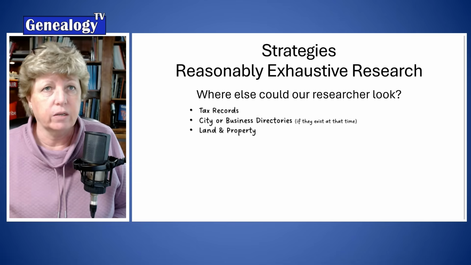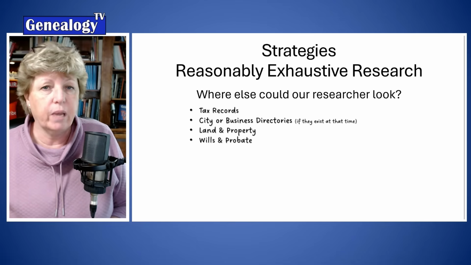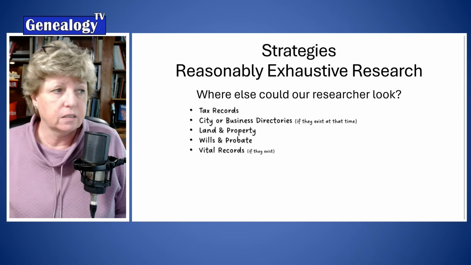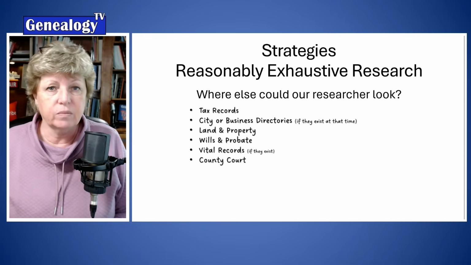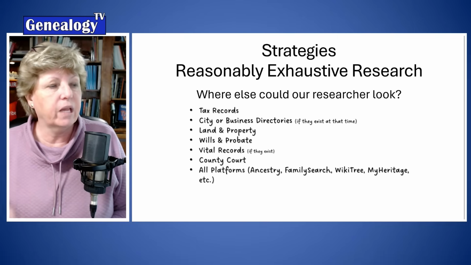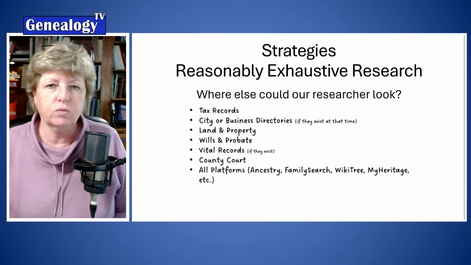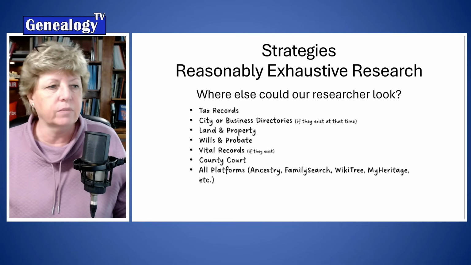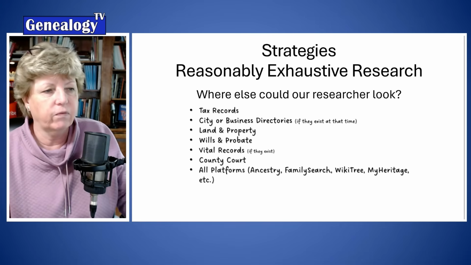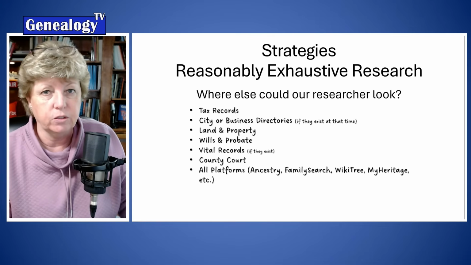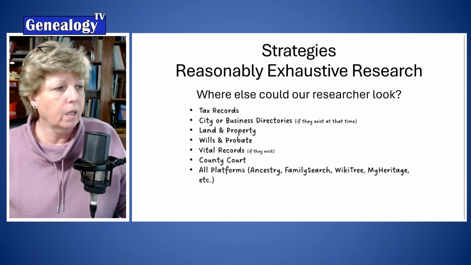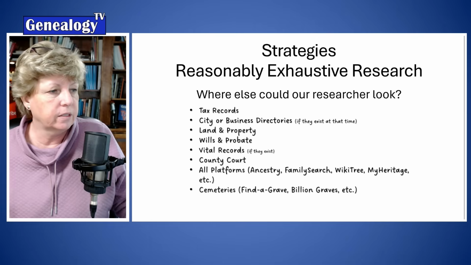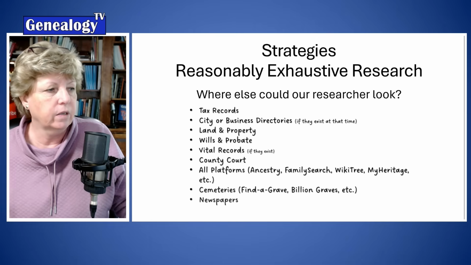Land and property records, right? Wills or probate records might be another option. Vital records, if they exist. County court records might be an option. All platforms such as Ancestry, FamilySearch, WikiTree, MyHeritage, all of them that you could possibly look at. Now, FamilySearch and WikiTree are both free, so you should be looking there for sure. So it just kind of depends on where you are researching. Cemeteries, Find a Grave, BillionGraves, those are free.